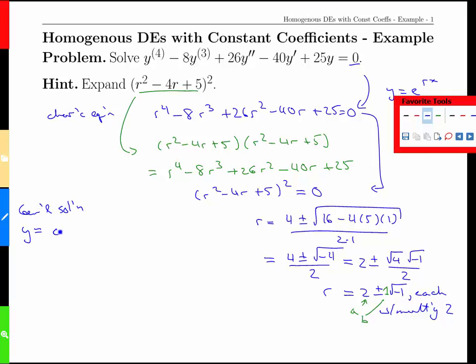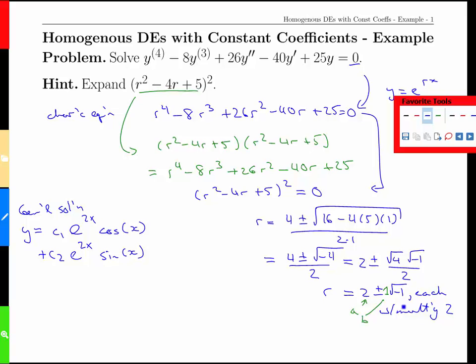So our general solution, we can just write it down immediately, will be some coefficient times e to the 2x cos of 1, which I'll just write as cos of x, plus c2 e to the 2x sine of x. That's for the pair here. We get 2 solutions and we're off to the races.